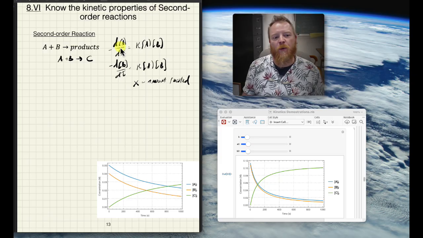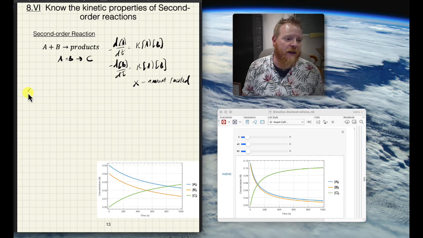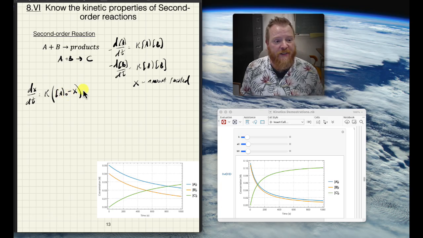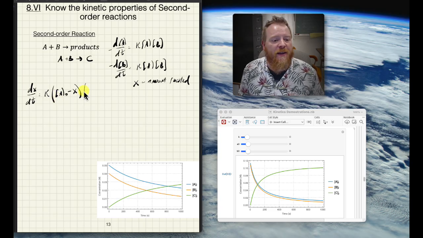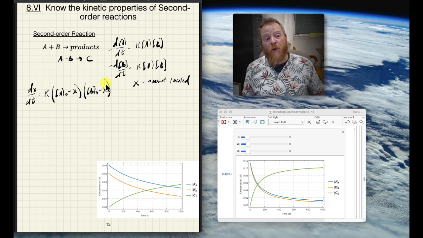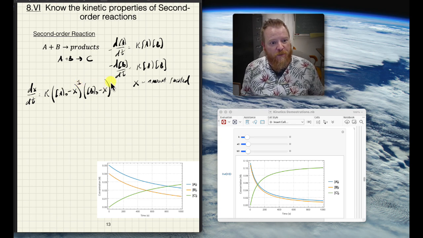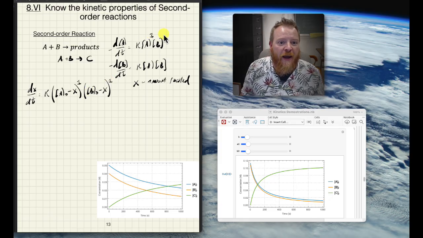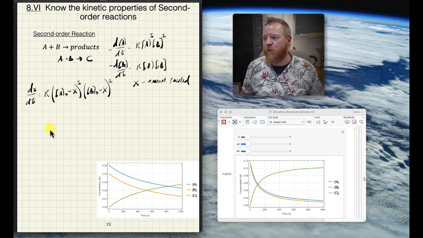So now instead of writing it with respect to either one of these rates, I'm going to write it as the following. I'm going to say dx by dt equals K. And now for the concentration of A, that's going to be the A initial minus however much has reacted. And then now for B, that's going to be the B initial minus however much has reacted. And both of these will be raised, right, to the first power because it's a second order reaction overall, right? First order in A, first order in B to give me second order overall.